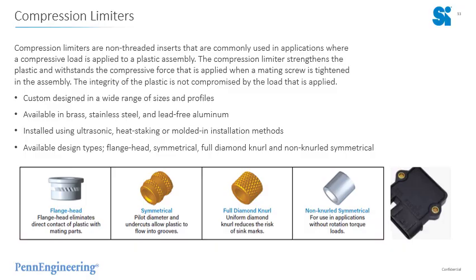So these compression limiters will be custom designed. They will be specials with 5,000 piece minimums. They're available in all sorts of materials: brass, stainless steel, lead-free aluminum. We can look into other materials if necessary. They're installed through all the basic methods, and as you can see here, there's a lot of different variations. Flange head and even non-knurled insert or compression limiters are available.